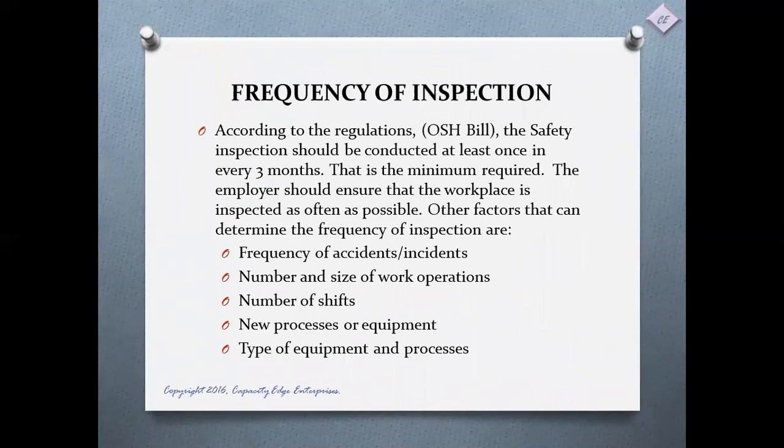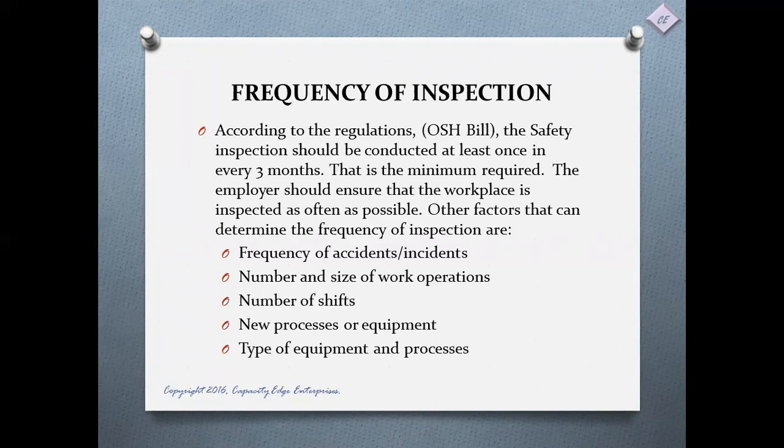So safety inspection frequency. According to the proposed OSHI bill in Nigeria, it should be done at least once in every 3 months. So that's the minimum required. However, there are other factors that can determine the frequency of the safety inspection. So it could be frequency of accidents. So if you have a lot of accidents occurring in the workplace, it means there are lots of hazards in the workplace. So it means your safety inspection has to be carried out on a more regular basis.